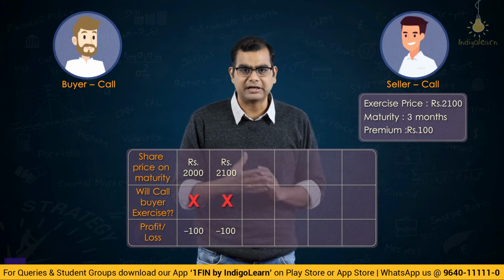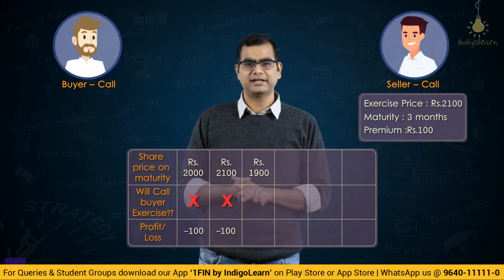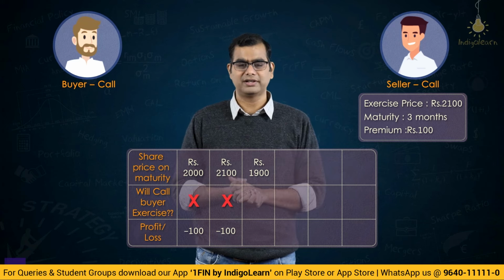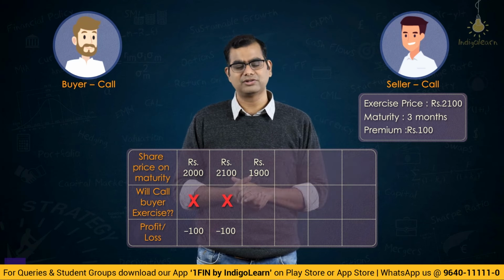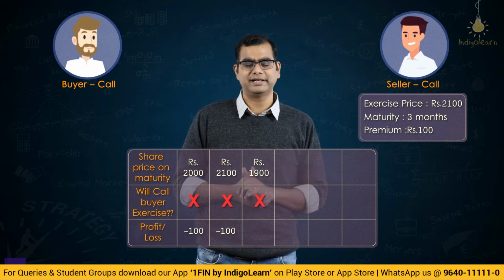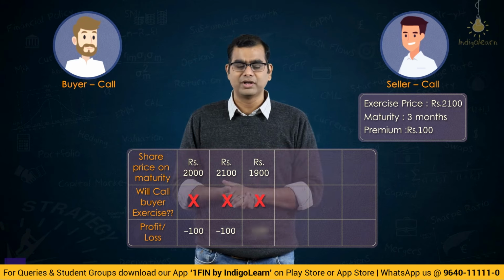Let us say it is 1900. That is, today's price is 2000, but on the 90th day, the price is 1900. You have a right to buy at 2100. What will you do? Will you buy in the market at 1900 or will you buy from this gentleman at 2100? You will say, I will buy from the market at 1900. So what will you do with this particular option? You will say, this option is useless for me.